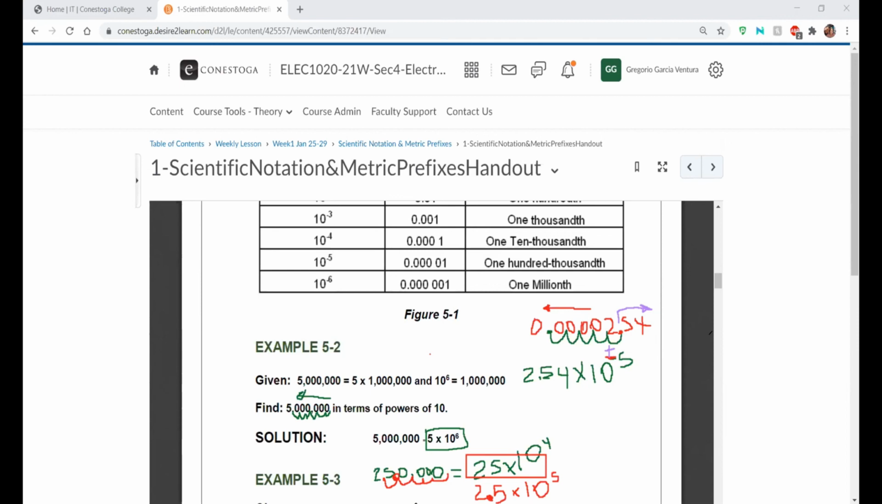So we have a very large number. Now, if we have the minus, like in this instance, with the red color, if we have to the -5, that means that our decimal point is moving 5 spaces to the left.